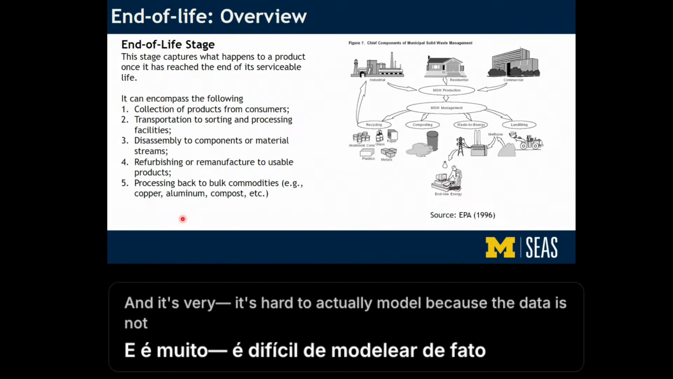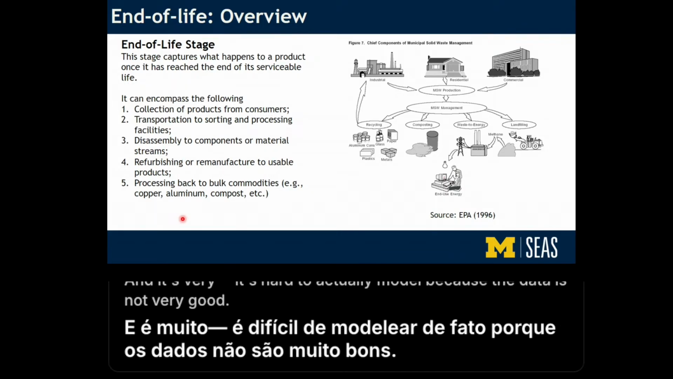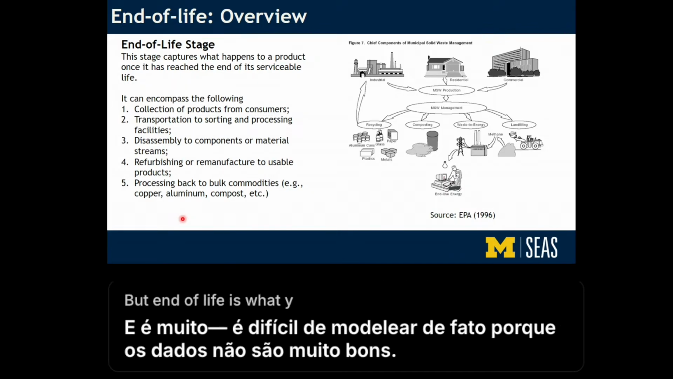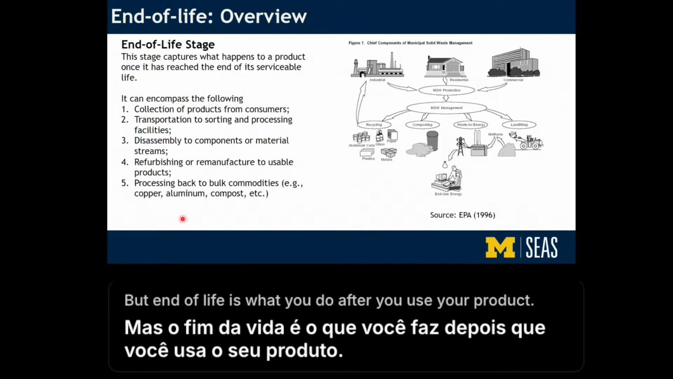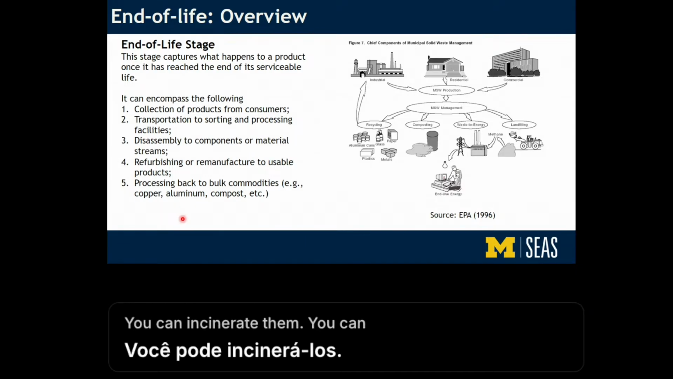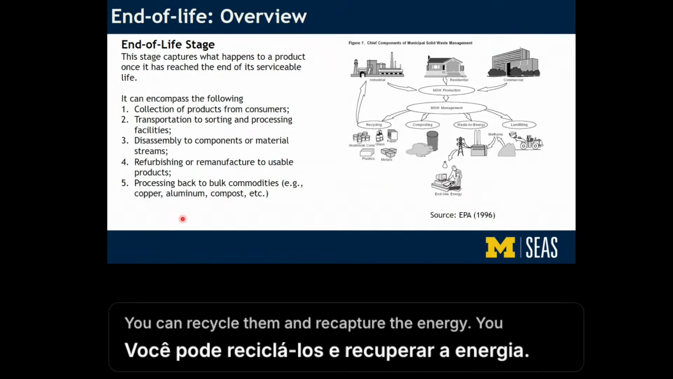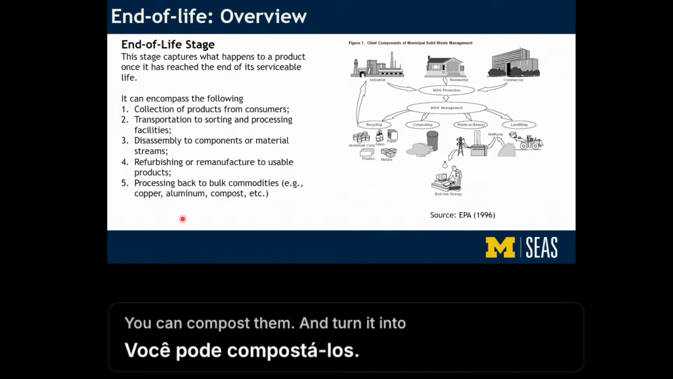But end of life is what you do after you use your product. And there's lots of ways you can treat products. You can incinerate them. You can recycle them and recapture the energy. You can compost them and turn it into soil if it's a biological product. You can landfill them.